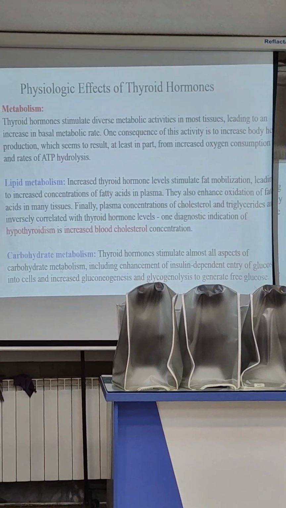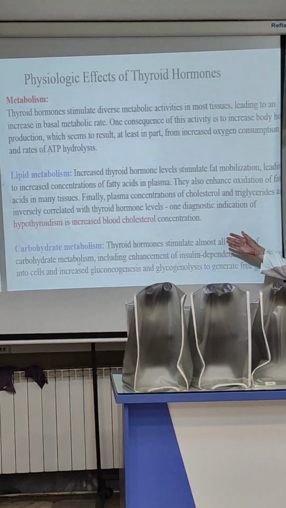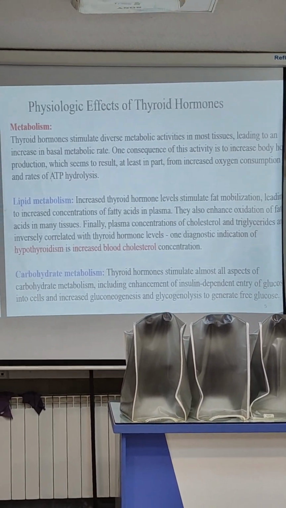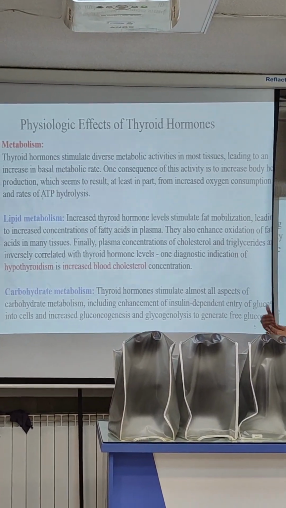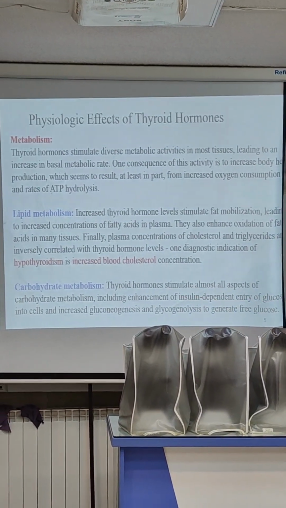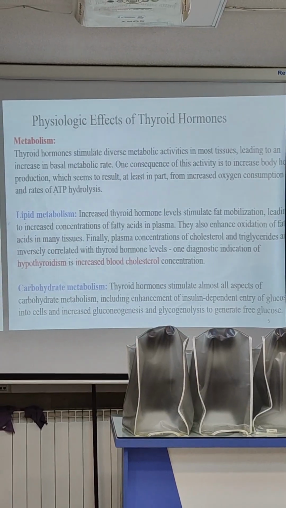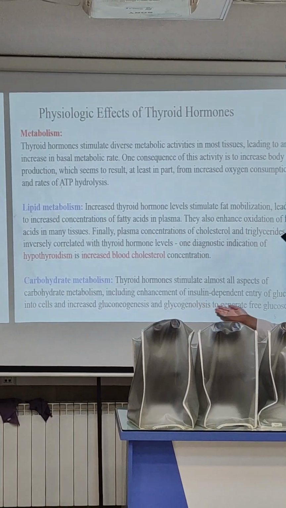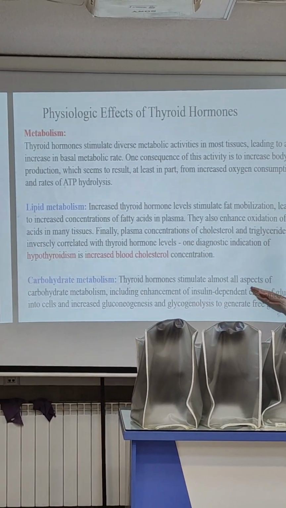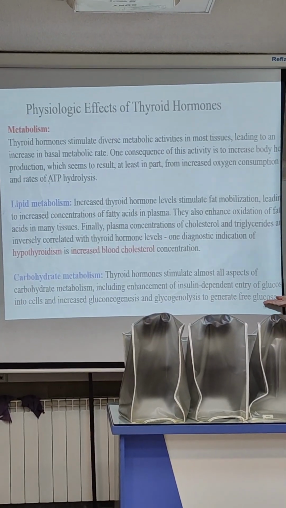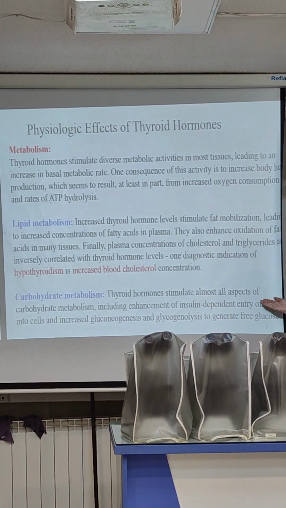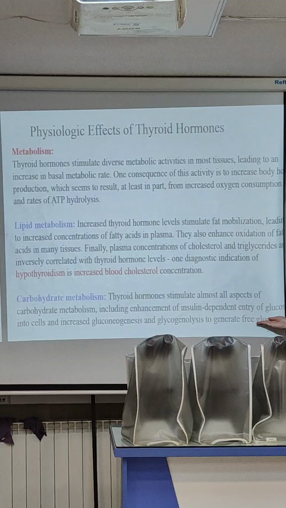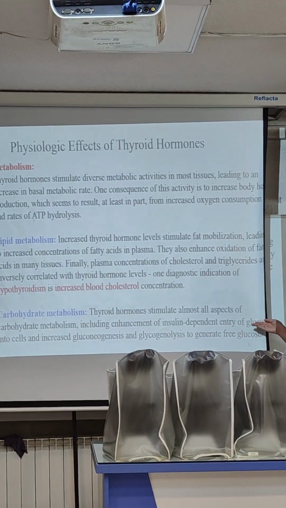And about carbohydrates, all aspects of carbohydrate metabolism can be affected by these hormones. For example, this hormone can induce the uptake of glucose by the cells, increase gluconeogenesis and glycogenolysis, and all of them result in free glucose. So, as you can see here, thyroid hormone can result in an increased concentration of glucose.